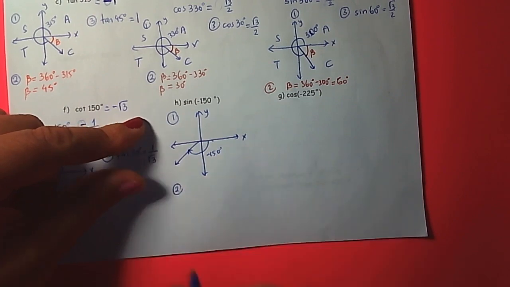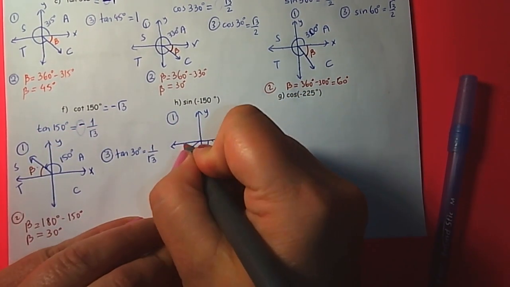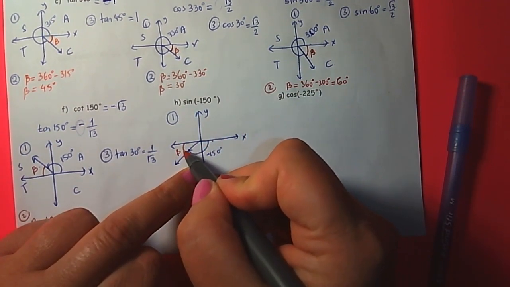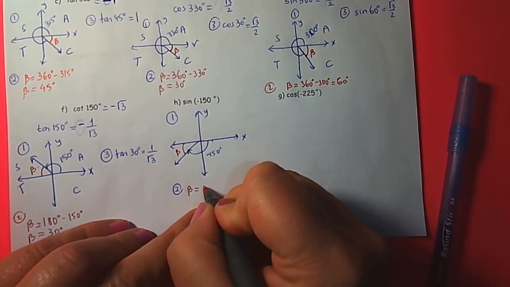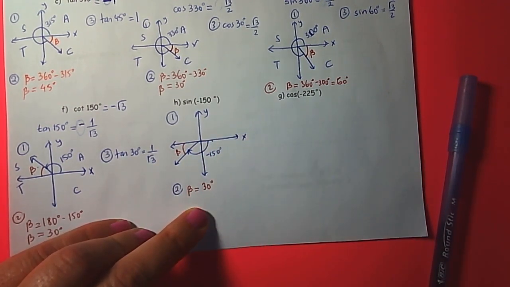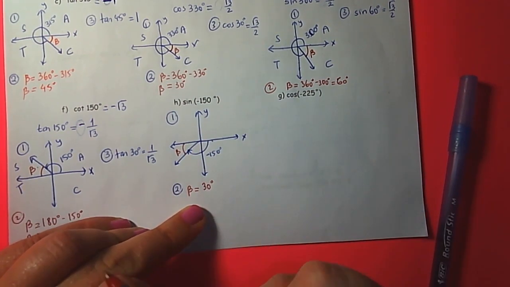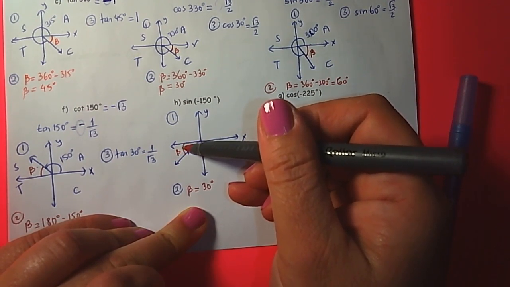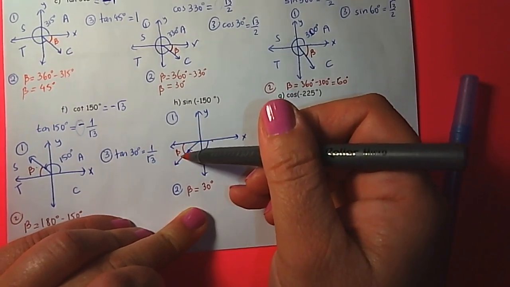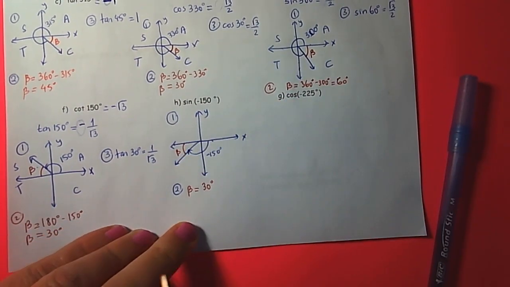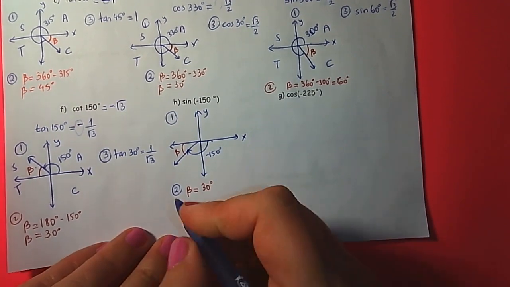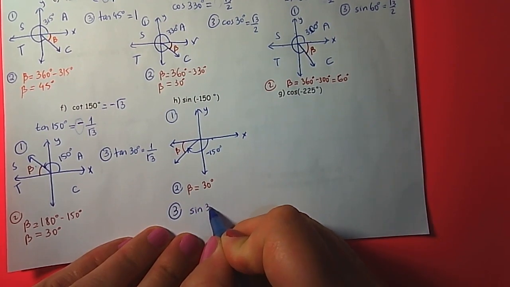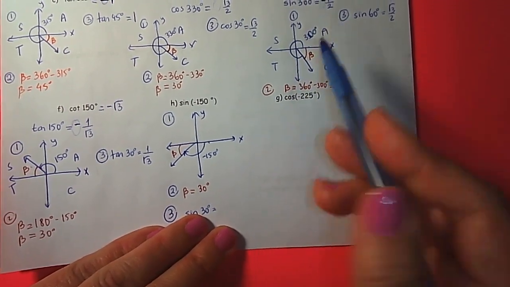Step 2, find angle beta. Okay, so this is 180, that is 150, subtract them. So you get beta being 30 degrees. Okay, angle beta is an acute angle and it's always a positive angle. So that is the distance in terms of angle, of course, between the terminal arm and the positive x-axis. So it is positive 30 degrees. Step 3, find the ratio for the related acute angle. So we need to find sine 30. So we already know it is 1 over 2.